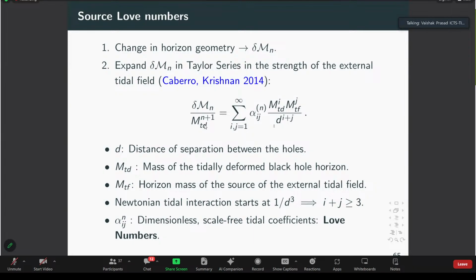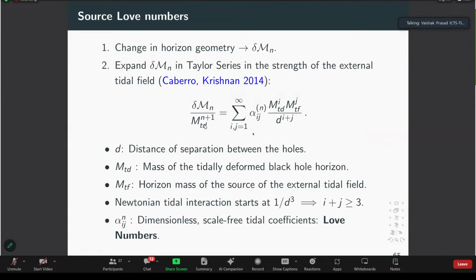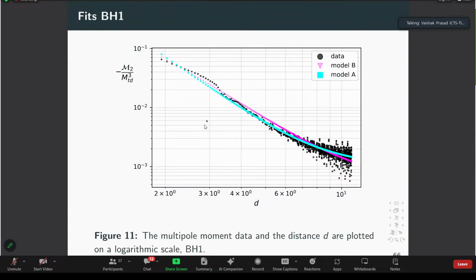Since these are the only parameters in the system, you would expect the coefficients accompanying them to be dimensionless and scaled out. And by running numerical simulations, tracking apparent horizons, computing these multipoles, and calculating these numbers, we aim to quantify the tidal deformability of black holes. And these could be called strong field Love numbers. So here is a plot of how this model that you see on the screen can be successfully used to explain how black holes deform.